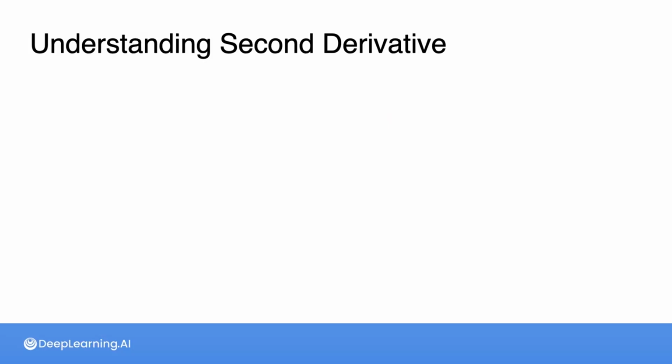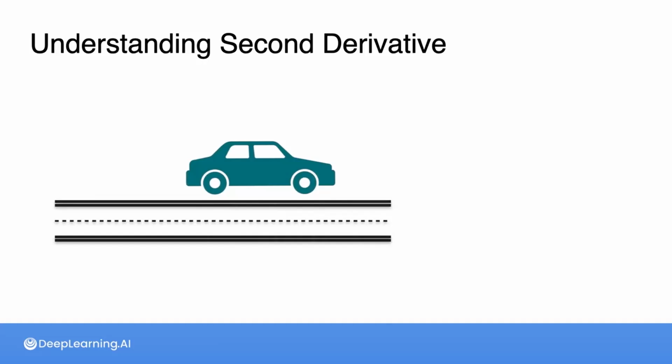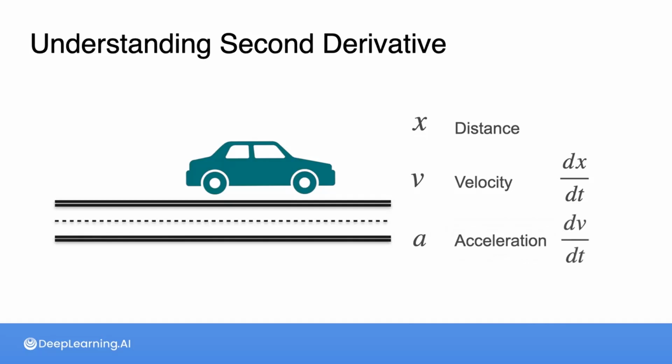Now, I like to understand things in real life, and remember that to understand the first derivative, we used velocity, because if x is the distance traveled by a car, then v is velocity, and v is the rate of change of distance with respect to time, or dx over dt. Well, in this case, what's the rate of change of velocity with respect to time? It's simply the acceleration. Acceleration is dv by dt, or d squared x over dt squared. Acceleration tells us how much the velocity is changing with respect to time.